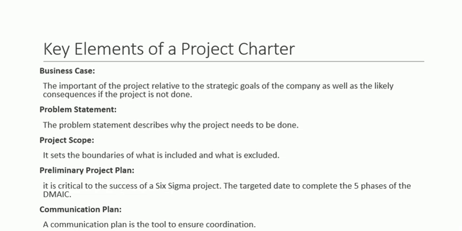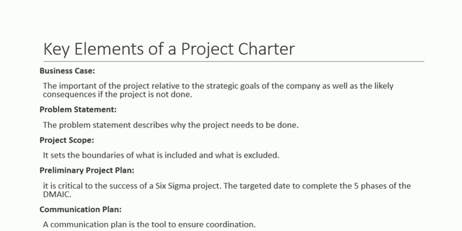Then we have the preliminary project plan. It is also critical for the Six Sigma project. It is also important for the 5 phases of DMAIC. It will tell you about the timeline of the project and how you will start this project, when you will reach the midpoint, how you will start from the define phase and reach the last phase of Six Sigma. So basically the preliminary project plan will consist of all of these elements.